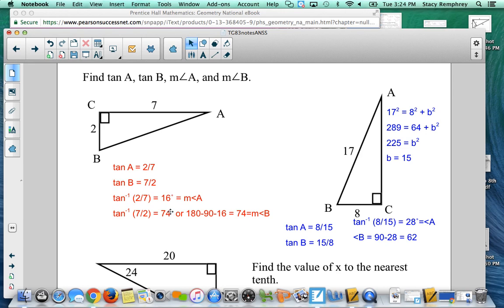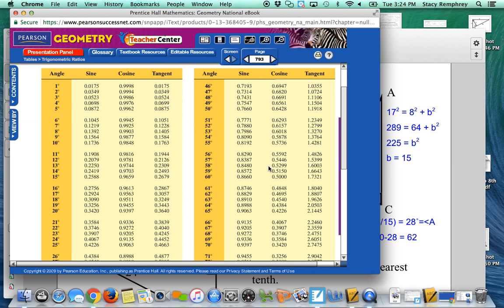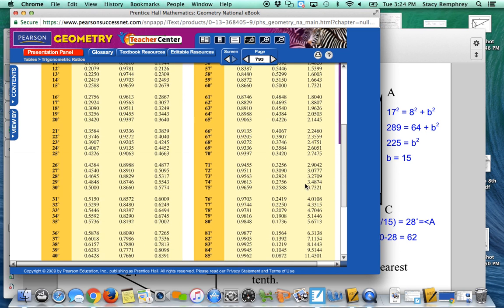If you type this exact thing into your calculator, you will get, if you round it, 16. Now, you could do the same thing for angle B, where we could say the inverse tangent of 7 over 2. 7 over 2 is 3.5. So again, if we look through here, 3.5 makes it about 74 degrees. Again, I found 3.5 in the tangent column and then went over.